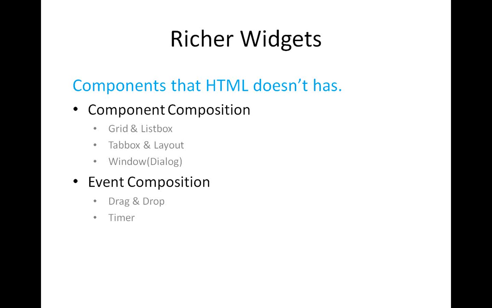like window. Okay, so basically in dynamic desktop application-like programming, normally you need to build your application through richer and a bit more complex components. Okay, and these are components that HTML doesn't have. And the other part is about event composition.